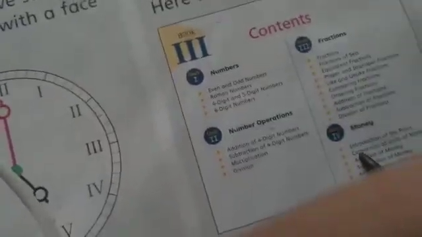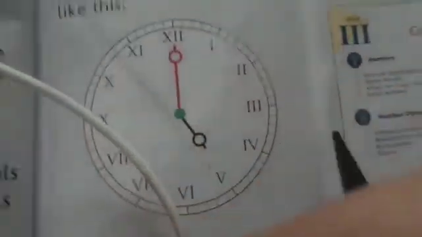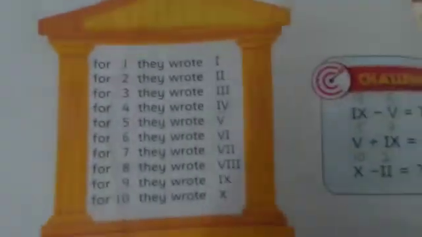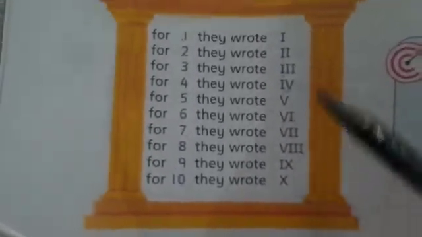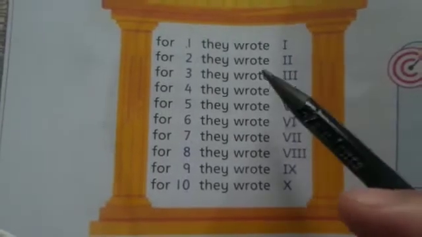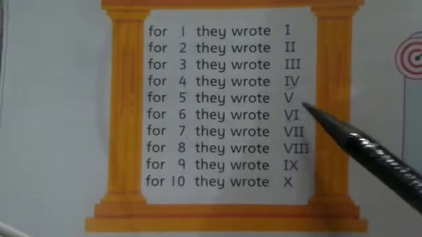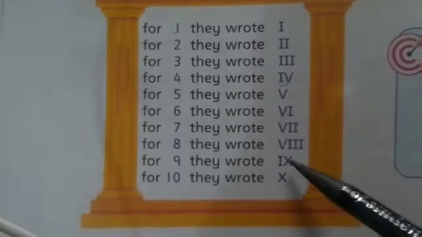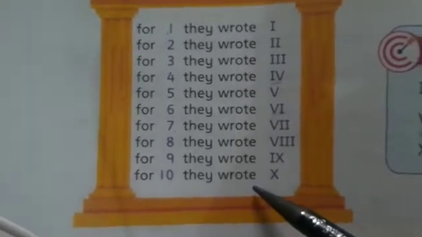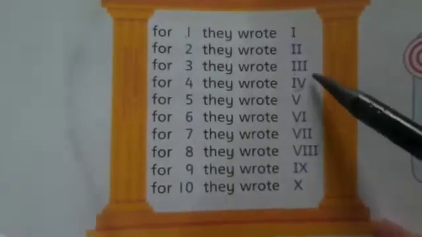Look at this. Have you ever seen this type of clock or watch? Unit I, unit double I, unit triple I, unit IV. These are the Roman symbols. When Romans wrote 1 to 10, their special symbols, they did it like this. I for 1, double I for 2, triple I for 3, IV for 4, V for 5, VI for 6, V double I for 7, V triple I for 8, IX for 9 and X for 10.